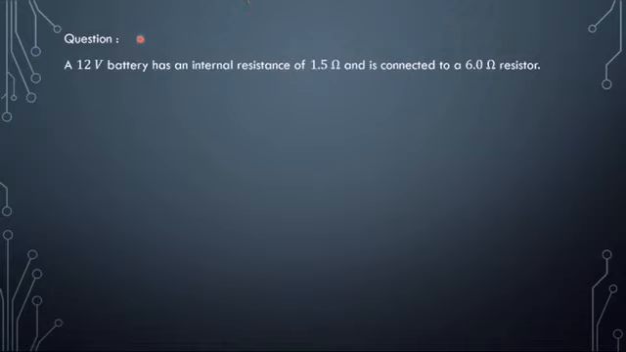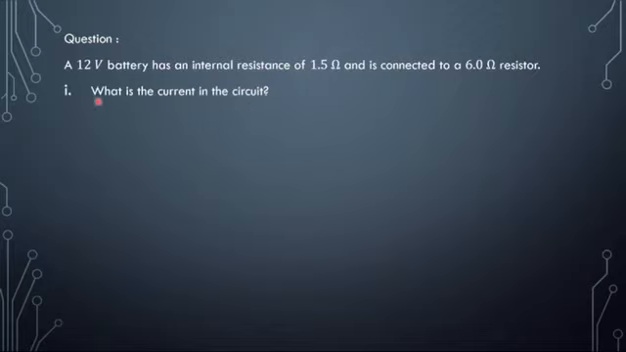Okay, so now I would like to show you a question on how to use the equations I just showed you. The question says a 12 volt battery has an internal resistance of 1.5 ohm and is connected to a 6.0 ohm resistor. So 12 volt is our EMF and 1.5 is our internal resistance, the small r, and the 6.0 ohm is our resistor, big R. The first question is, what is the current in the circuit?